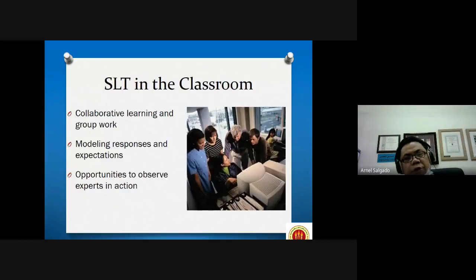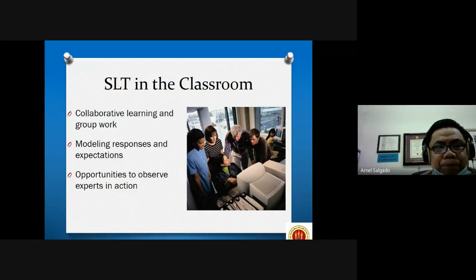Now, application of social learning theory in the classroom. Always, SLT is using collaborative works. Collaborative comes from two words, co and labor. That means together, you work together. That's why when you apply this in the classroom, students will work together in order to learn. That's why we call it group work. We are going to look into the problem together. We learn together. We co-labor. We work together. We collaborate.